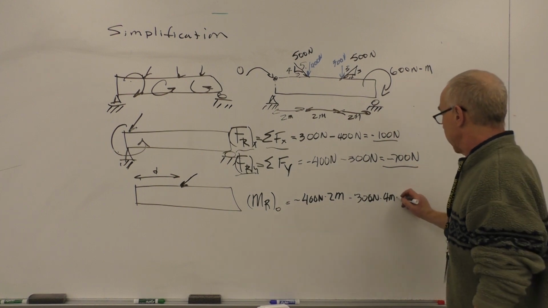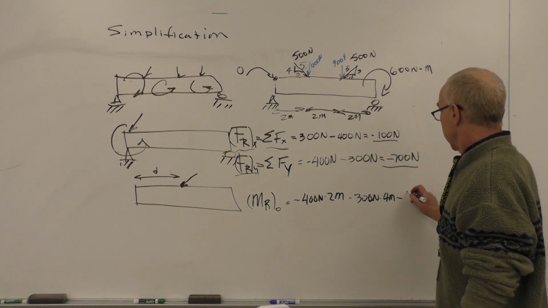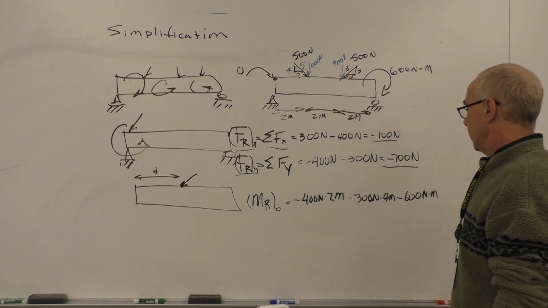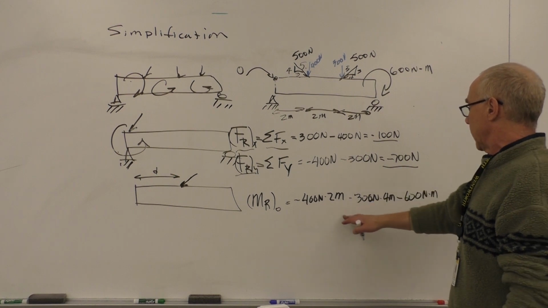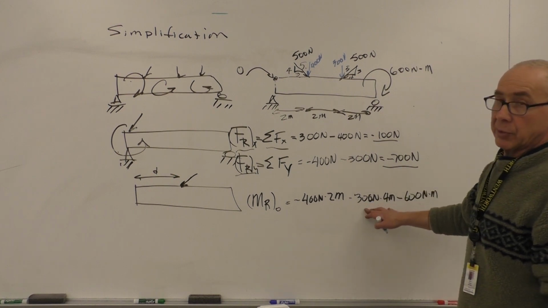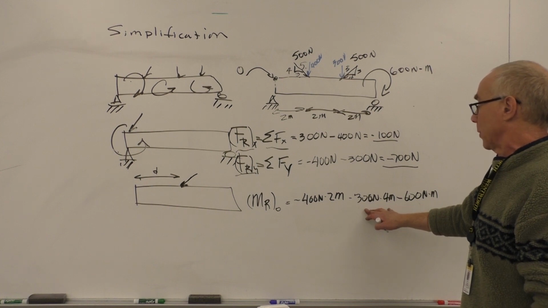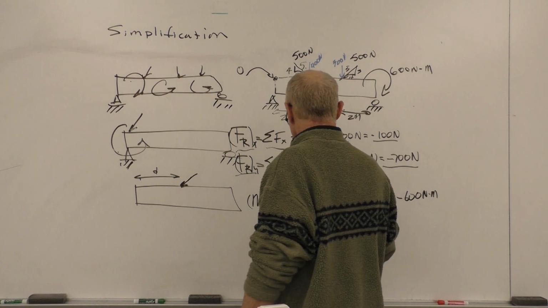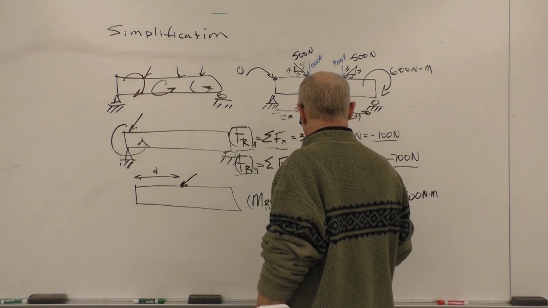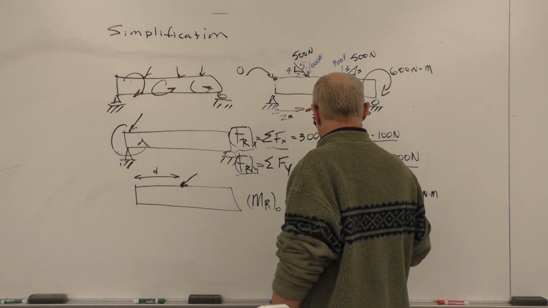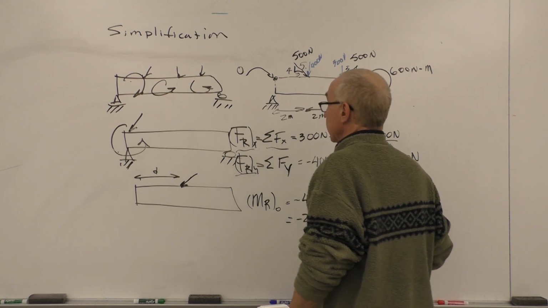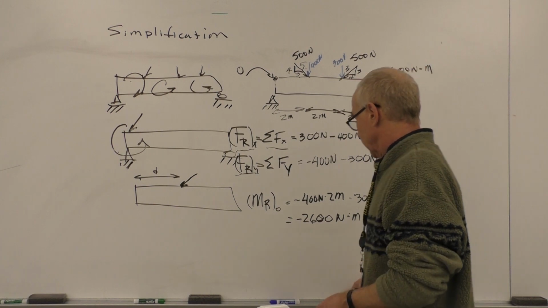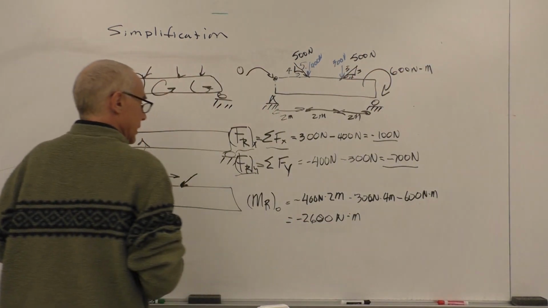So we have 3 negative values here. Negative 600 Newton meters. So the result will be, 400 times 2 is 800, 400 times 3 is 1200, 300 times 4 is 1200, so that's 2,600. Negative 2,600 Newton meters. So let's enter this into our chart here, and it's a negative value.